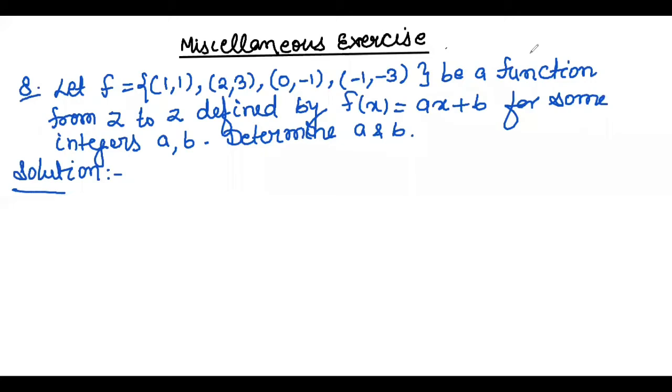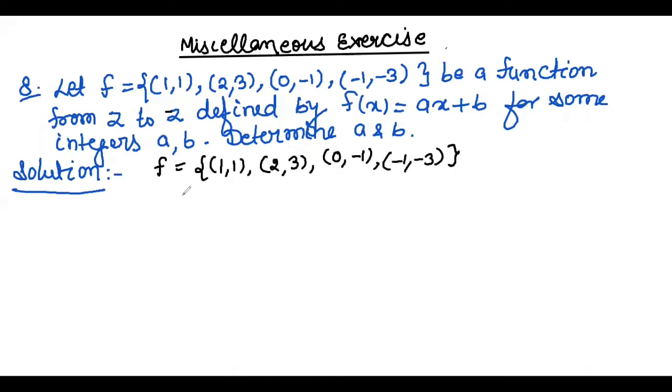Now we will discuss question number 8. Let f = {(1, 1), (2, 3), (0, -1), (-1, -3)} be a function from Z to Z, the set of integers to the set of integers, defined by f(x) = ax + b for some integers a and b. Now we have to find a and b. First of all we write the given function as ordered pairs: (1, 1), (2, 3), (0, -1), (-1, -3). The function format is f(x) = ax + b, and we have to apply the pairs one by one in this form.